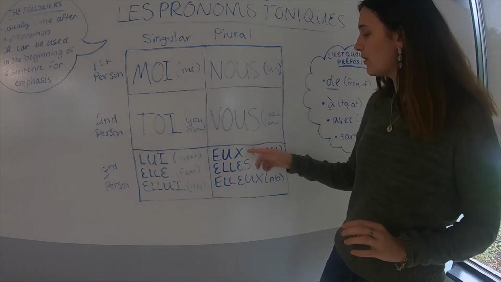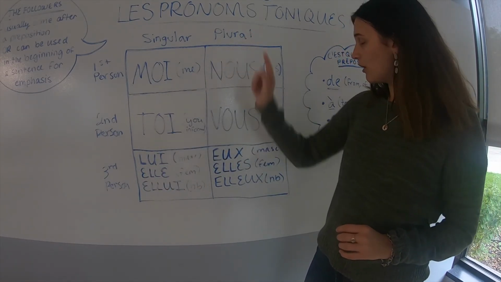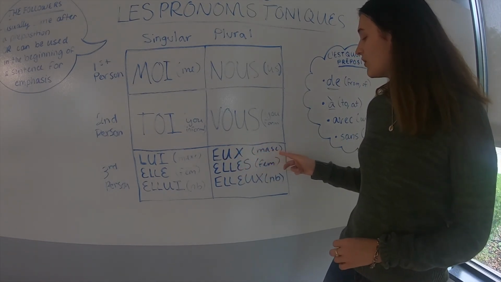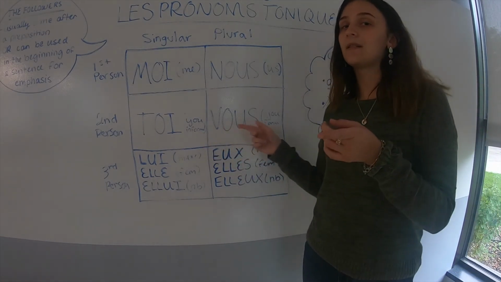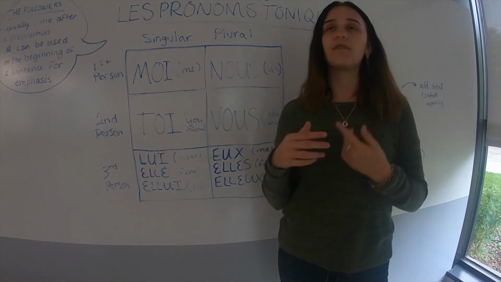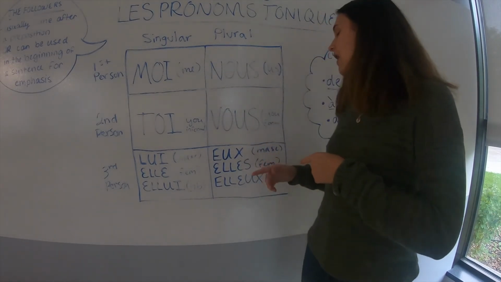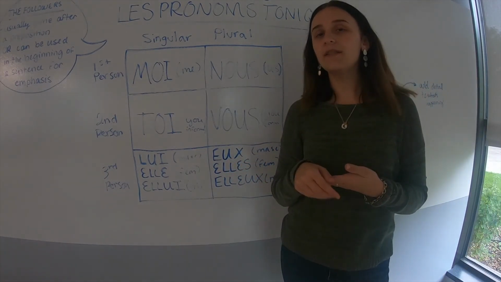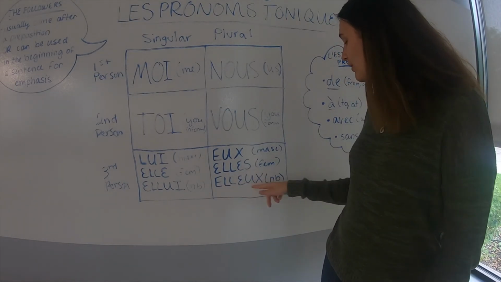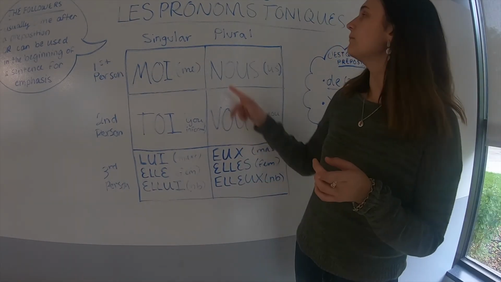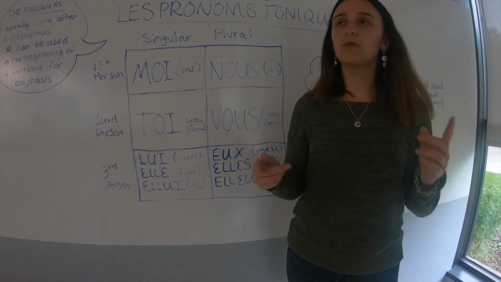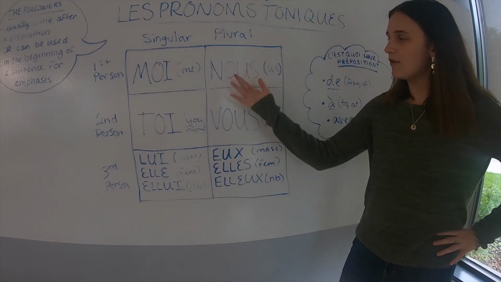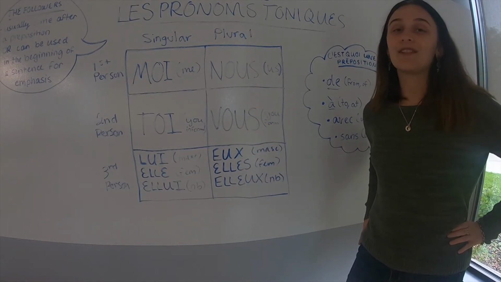And we have third person plural. Down here we have all these lovely options. So we have eux, when you're talking about them, but multiple people, and if it's a group of guys or a group with guys in it. Elles, which is if there's a group of girls. And we have the non-binary pronom tonique, which is for a group of people who identify as non-binary. All right, so now that we have all these covered, let's go over the usage of these.